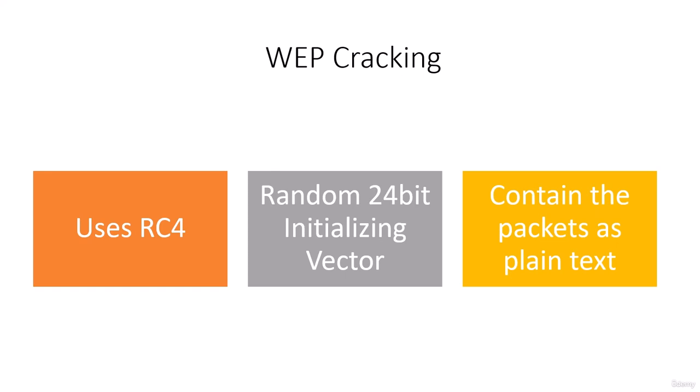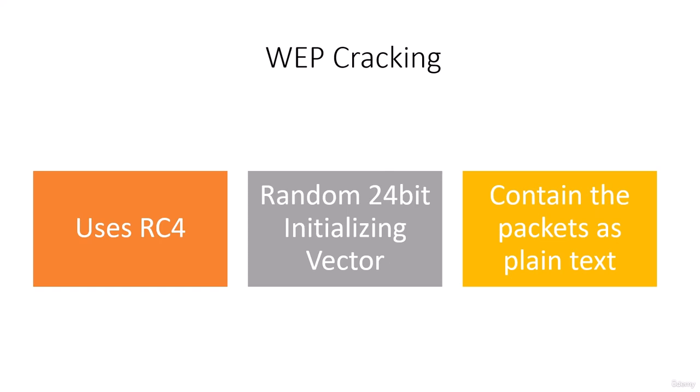The initialization vector is a random number. It's sent with the packet in plain text, so this part is not encrypted. If you read a packet, you'll be able to read it in plain text. But the problem with this is that the IV, or initialization vector, is very short. It's just 24 bits and it's not that long.